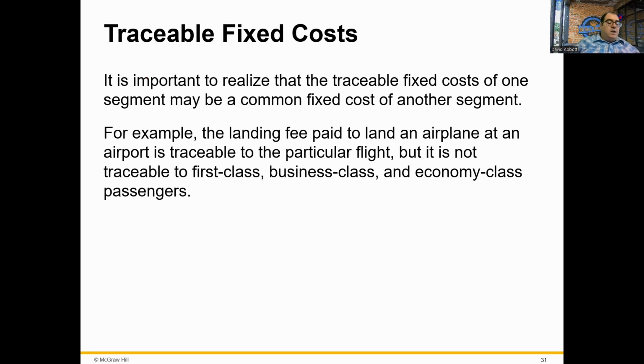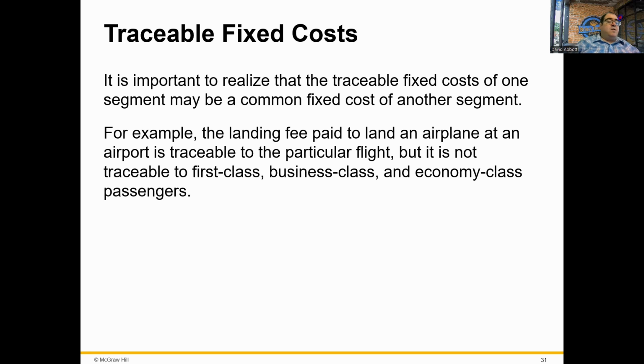And it's important to realize that the traceable fixed cost of one segment could be common to another segment. For example, the landing fee paid to land an airplane at an airport would be traceable to a particular flight, but it's not traceable to first class, business class, or economy class passengers. It would just be for that entire flight.